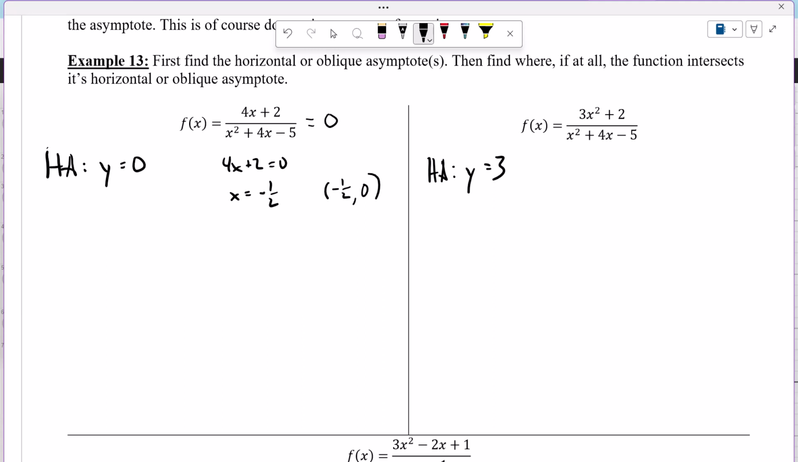Does it actually cross? Let's see. 3x squared plus 2 over this. I just set this equal to 3. I just set the top equal to 3. Does that work for this? No, this is different. Multiply both sides by that denominator. So 3x squared plus 2 equals 3x squared plus 12x minus 15. Oh, this is nice, isn't it?